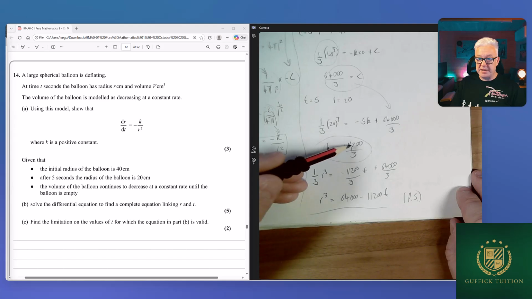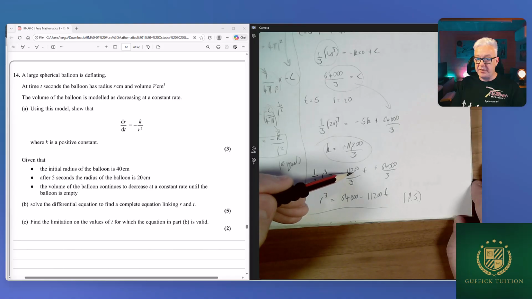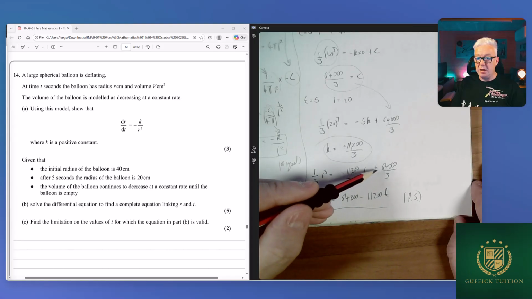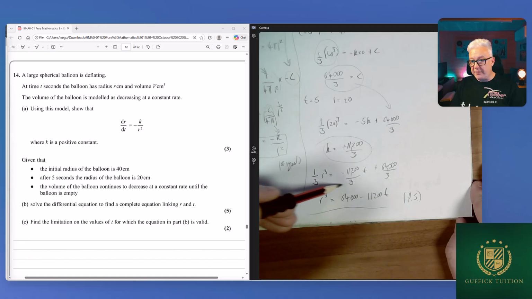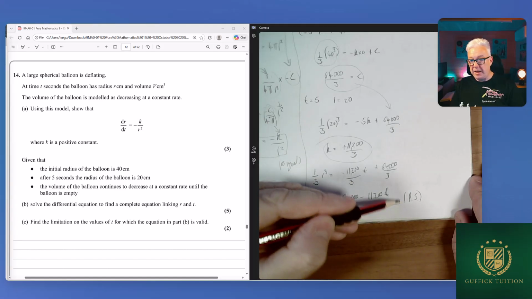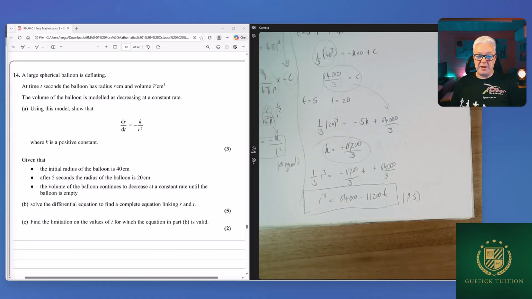We know that k is 11,200 over 3, so therefore our model is now 1/3 r cubed equals minus 11,200 over 3 t plus 64,000 over 3. And that we could just times everything by 3 there, and that gives us our particular solution. They're not fussy, I don't think, about what kind of way in which you write that. Okay, so that's 5 marks done there. Quite nice for 5 marks.